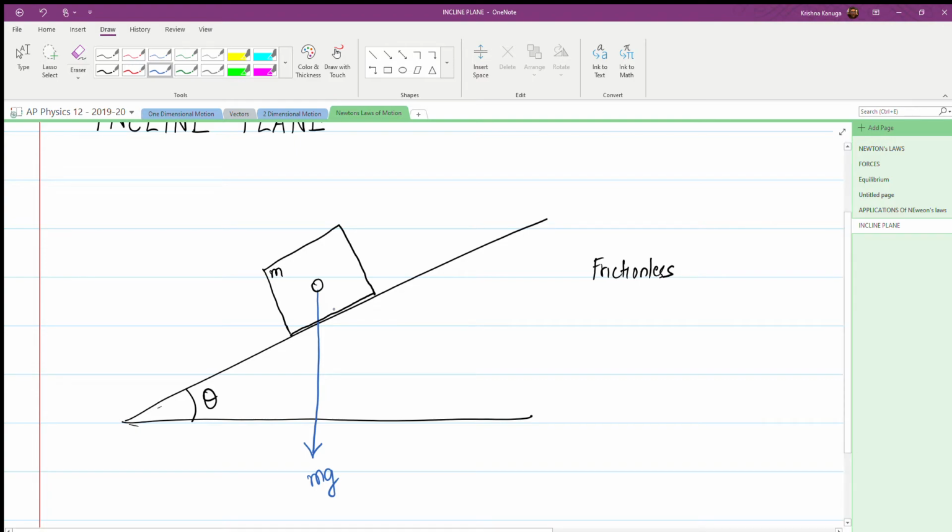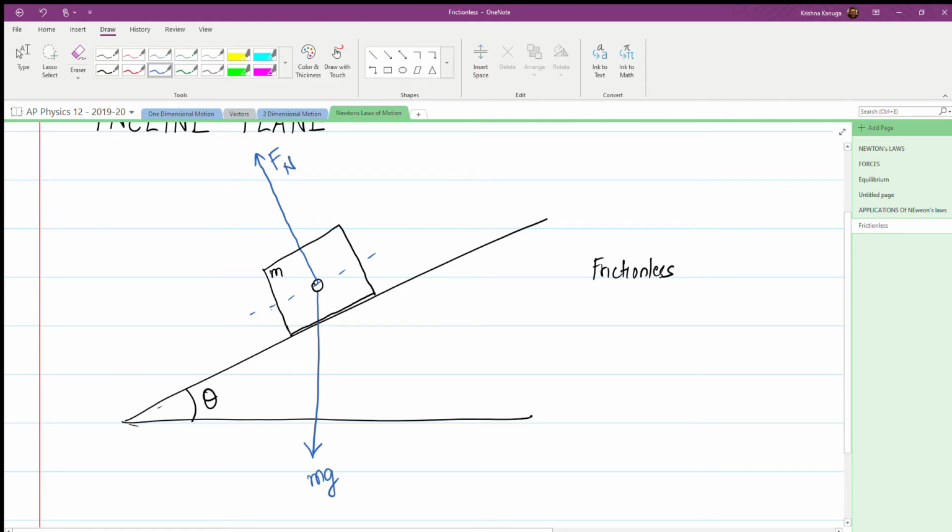Now the contact force, I'm going to draw the contact force. The thing that I was talking about is that the contact force is always perpendicular to the contact surface. So in this case, the contact force is not going to be pointing vertically upward. If you had that in your picture, that would be a mistake. The contact force is going to be perpendicular to the surface. So this is going to be Fn, the contact force.